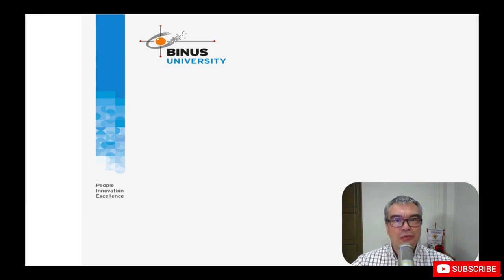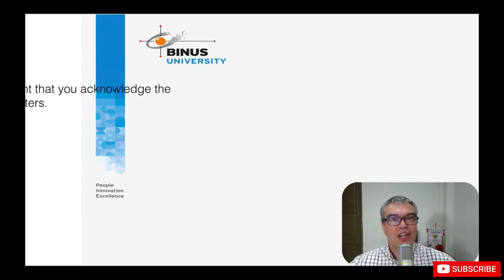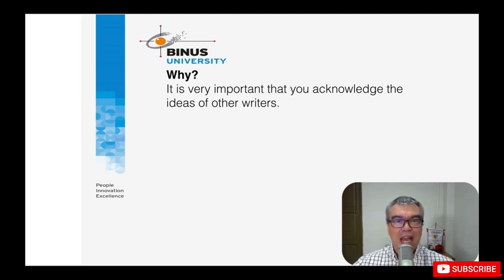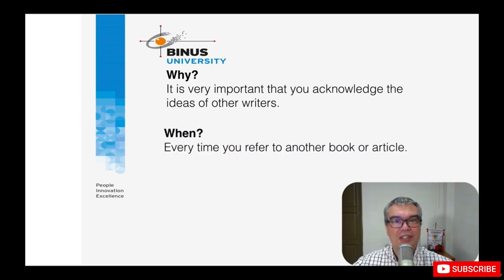So, as usual, we'll start with understanding why citations are important. And they are important because you need to give credit to other writers. It is important that you acknowledge the ideas of other writers, and you need to acknowledge it in writing through a citation. When do you give a citation? The answer is simple. You give a citation every time you mention another author.